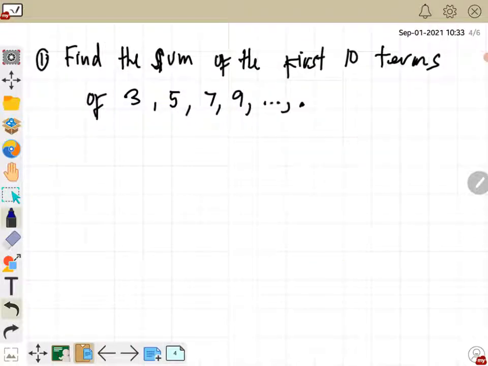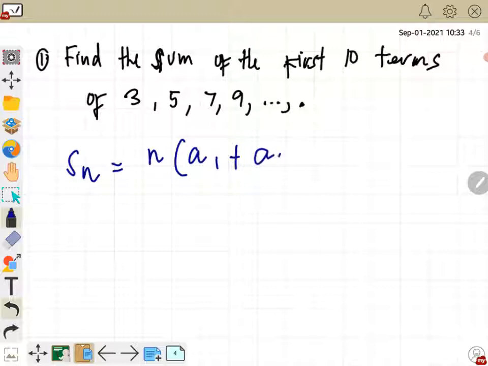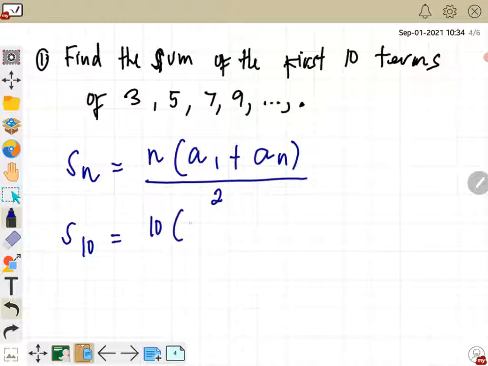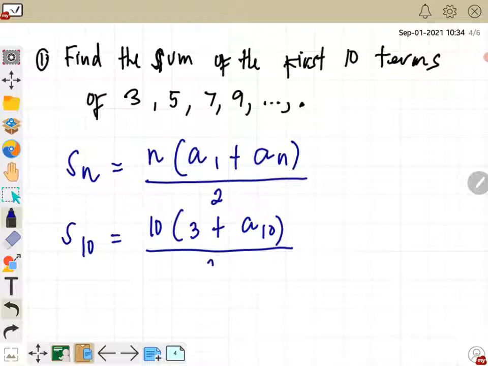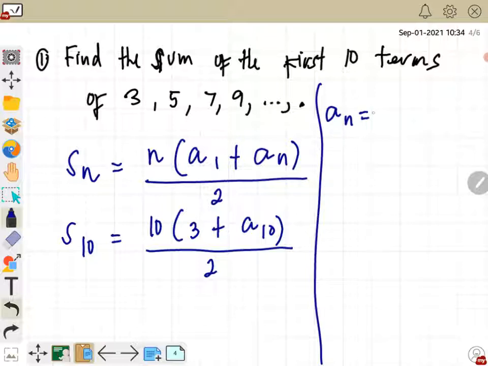So let's try this example. Find the sum of the first 10 terms of 3, 5, 7, 9. First 10 terms, that gives our n divided by 2. So our n is 10. Our a sub 1 is 3. We do not know our 10th term. So we need to find the 10th term of the sequence by simply using our arithmetic sequence formula in lesson 2.